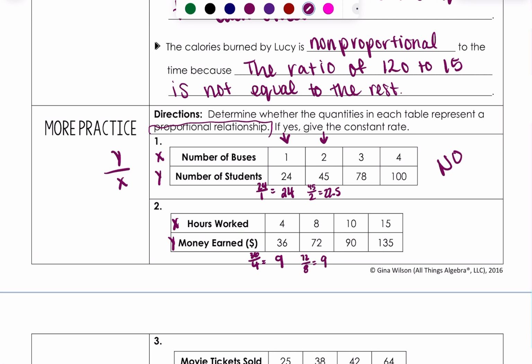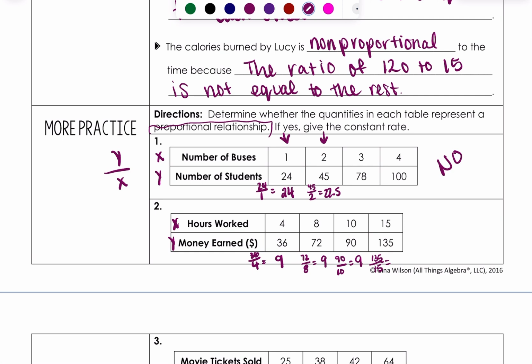So I'm going to keep going. Moving on to our third column. Our y here is 90 divided by our x, which is 10. 90 divided by 10 is 9. So far so good. I'm going to do it one more time to make sure that all of our numbers equal the same thing. So 135 over 15.